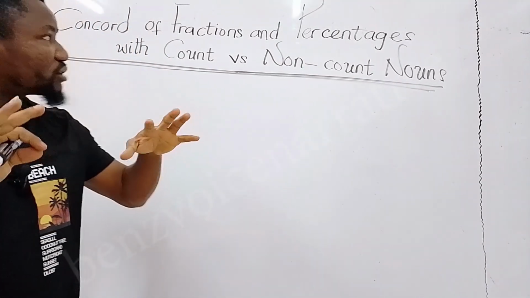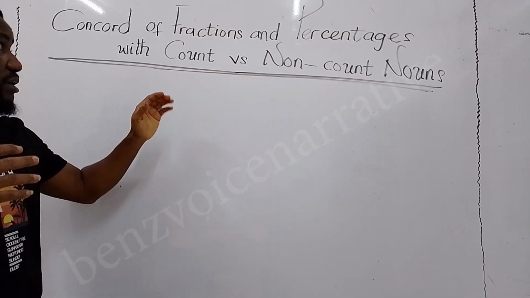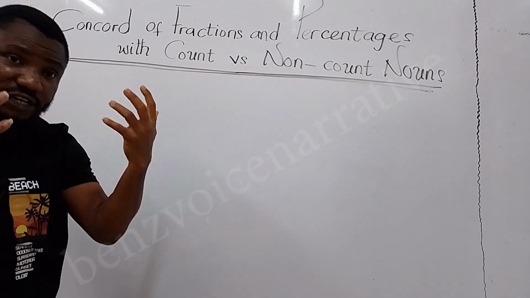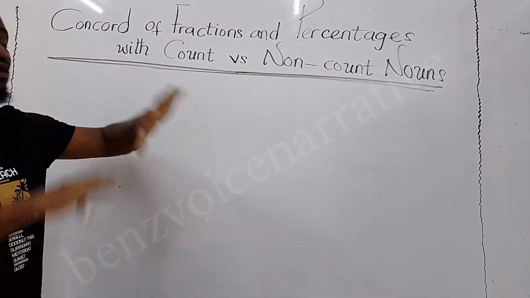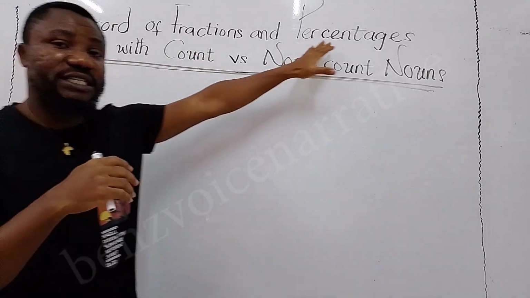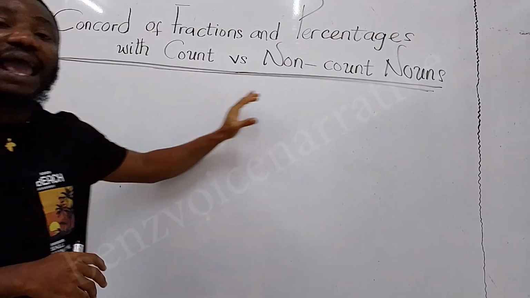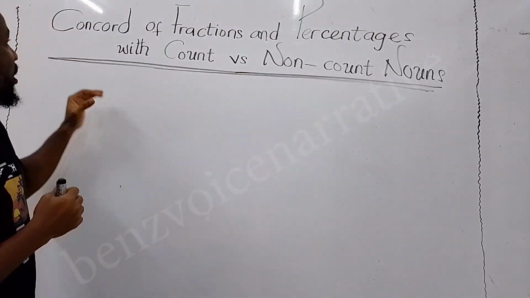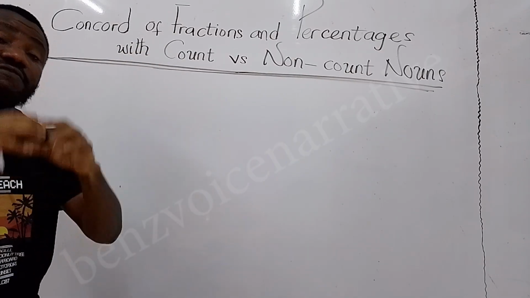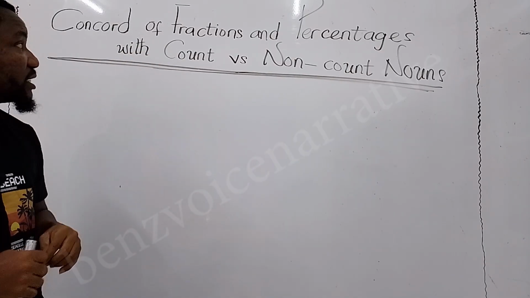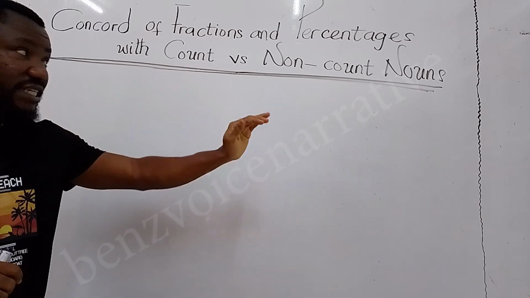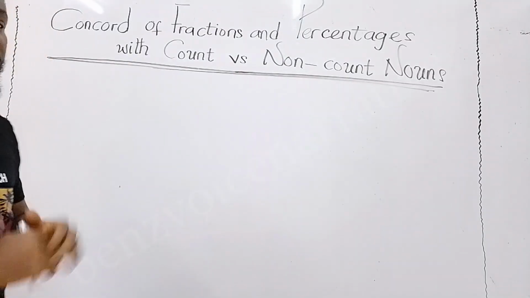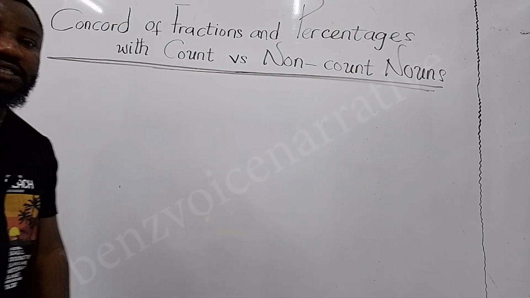Firstly, we need to understand the meaning of the major terms in this topic, starting with fractions. We're going to understand the meaning of fractions, just the definition, not the mathematical expression of fractions, the meaning of percentages. We're going to understand the meaning of count and non-count nouns. Then after that, we'll talk about the structure, the real life of the fractions and percentages. And finally, we'll talk about the rule guiding the concept of fractions and percentages, especially while dealing with these two concepts. Then we'll look at examples. And then we call the class a wrap.